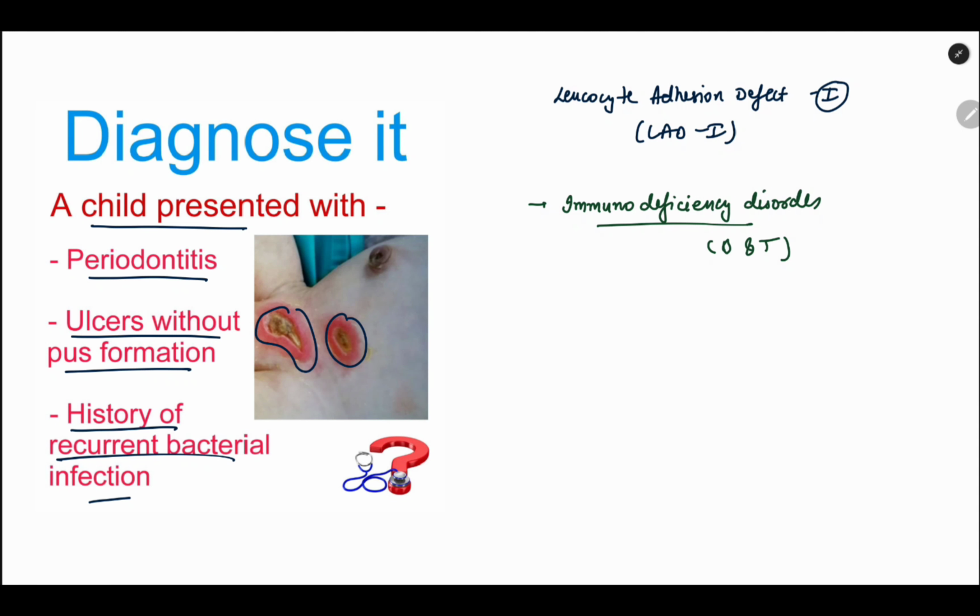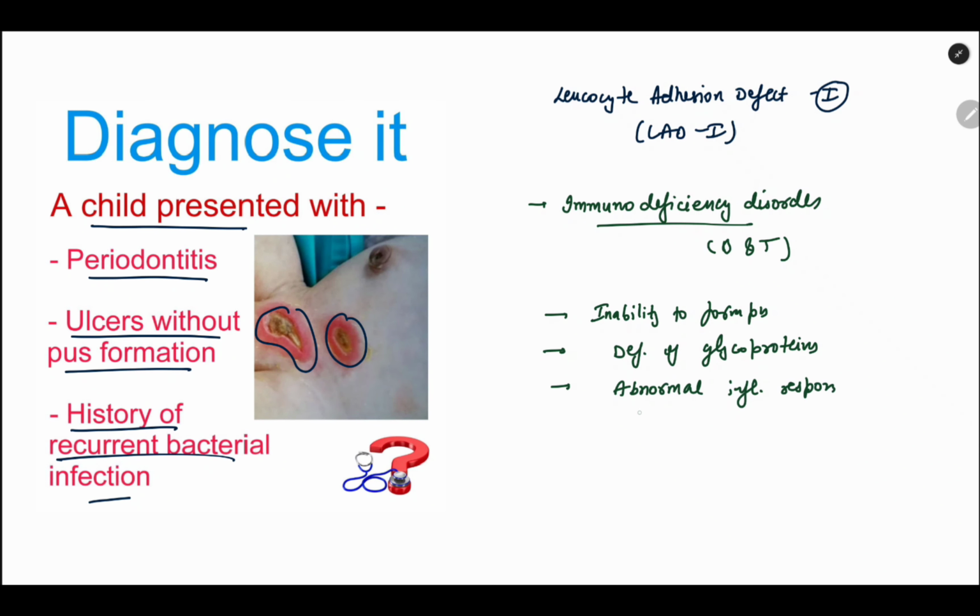The major immunological features which can be found in these are: inability to form pus, deficiency of glycoproteins, abnormal inflammatory response shown by the body, and decreased immunity or immune response. There will be recurrent chances of bacterial infections. So this was the basic general introduction of leukocyte adhesion defect.